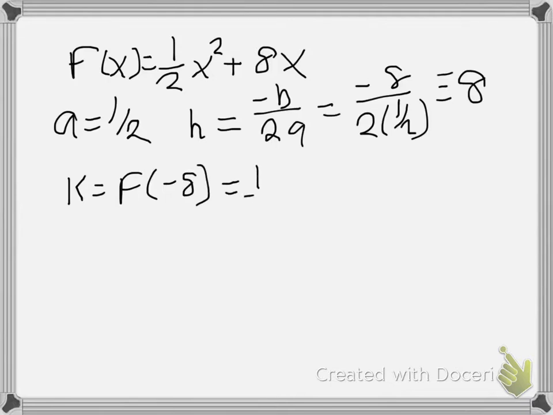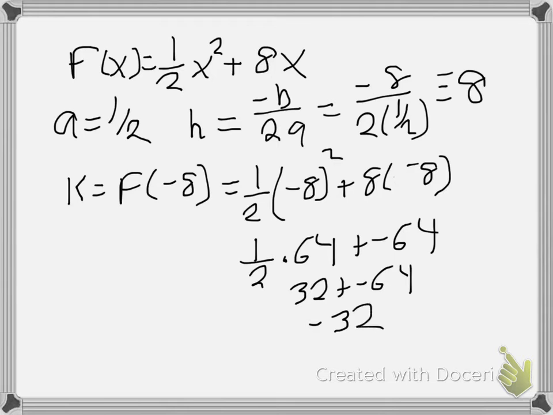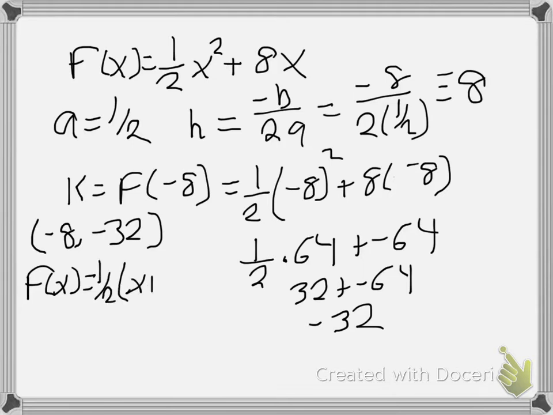So I plug that in there. 1/2 times negative 8 squared plus 8 times negative 8. Alright, so I've got 1/2 of 64 plus negative 64. Or I've got 32 plus negative 64, or negative 32. So my ordered pair for my vertex is (negative 8, negative 32). In vertex form, we have f of x equals 1/2 times (x plus 8) squared minus 32.